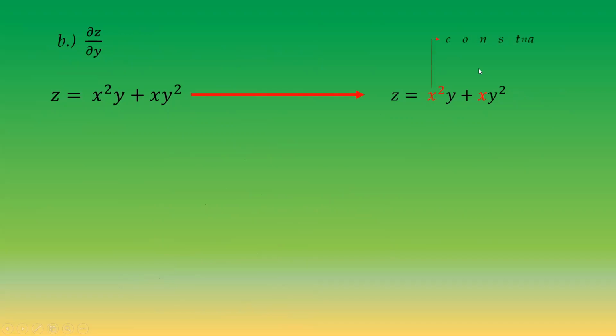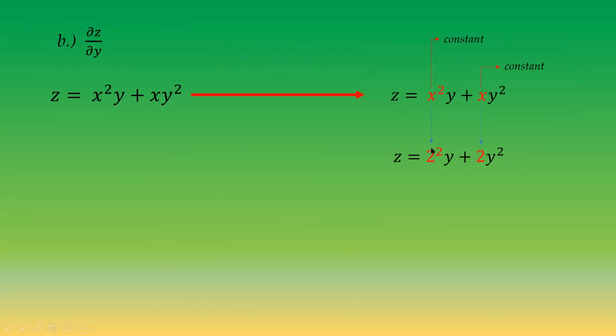Now, for letter B, we have partial derivative of z with respect to y. Again, z equals x squared y plus xy squared. O, ganun pa rin siya. Z equals x squared y plus xy squared. But we're going to consider x as constant. Kasi we're going to find the partial derivative of z with respect to y. So meaning z and y ang ating variables dito. So yung x muna ay constant. Again, meron tayong illustration dito.